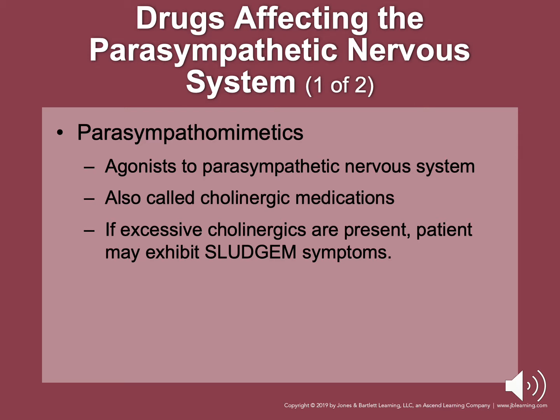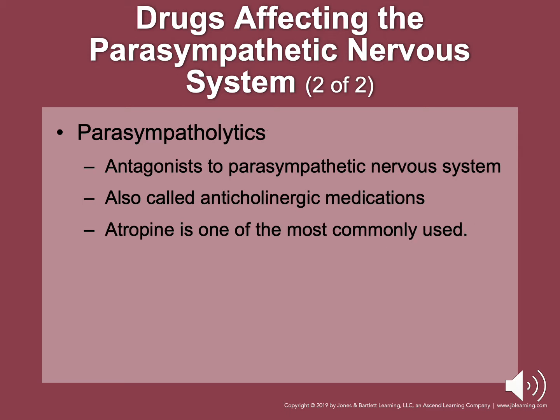Parasympatholytics are antagonists to the parasympathetic nervous system. Atropine is one of the most commonly used. They are also called anticholinergic medications because they block two types of cholinergic receptors.